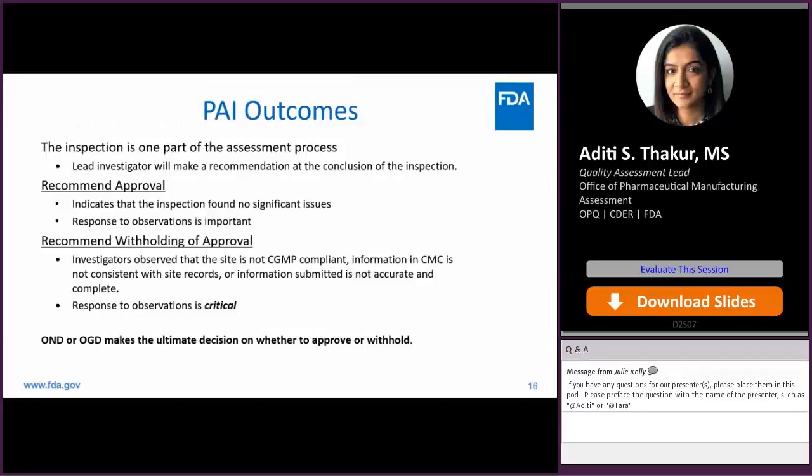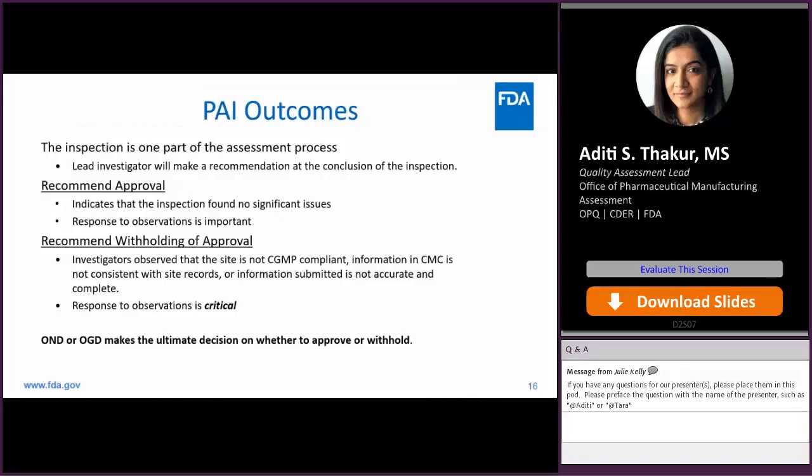Then the pre-approval manager will enter the district office recommendation of approve or withhold into our systems following the PAI. Approval recommendation is made in cases that the inspection found no significant issues and the response to the observation provided by the firm was acceptable. Withhold recommendation is made when investigators observe that the site is not GMP compliant, the information in CMC is not consistent with the site records, or information is not accurate and complete. Applicant's response is reviewed in this case as well.